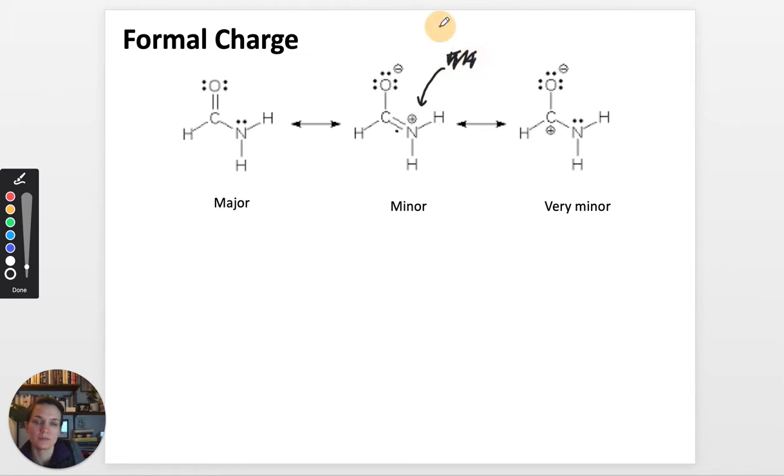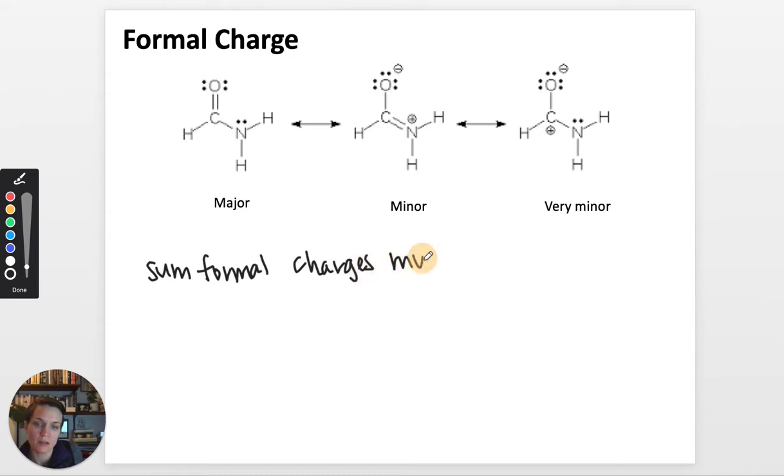So it has 5 valence electrons natively minus the 4 that it has assigned to it, and you get a +1. So we show that with that positive symbol. Now notice the sum of your formal charges must equal the charge of the molecule.